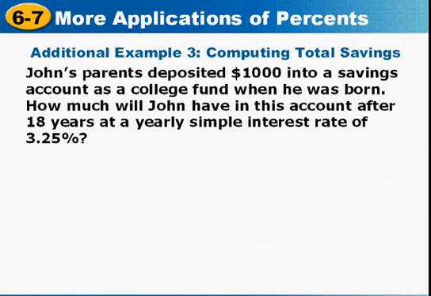Here's another example. John's parents deposited $1,000 into a savings account as a college fund when he was born. How much will John have in his account after 18 years at a yearly simple interest rate of 3.25%? Ooh, interest. I = PRT. Alright, let's plug stuff in as we know it.